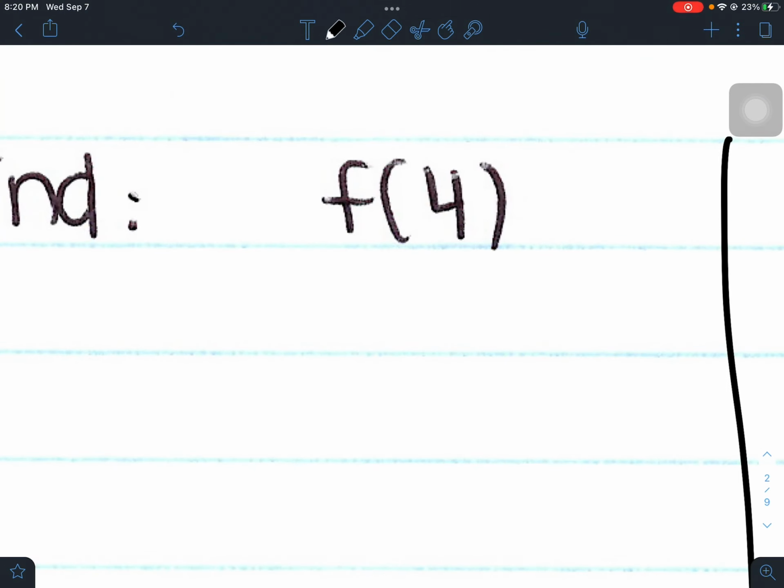They want me to find f of 4. Well, if I'm trying to find f of 4, first I need to figure out what f of 4 even means. Well, remember, f of 4 used to be f of x. So if f of 4 was f of x, they're really telling me, hey, take the 4 and plug it in for all your x values, because the 4 just replaced the x. They're saying, hey, take out x, put in the 4. So that's what that's really telling me.